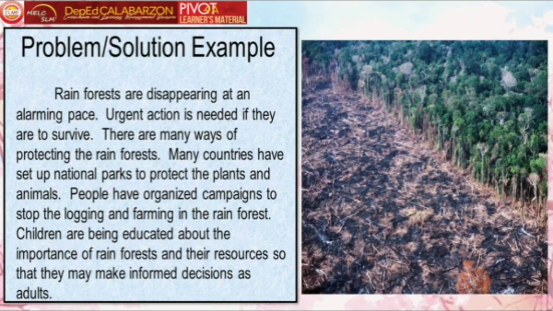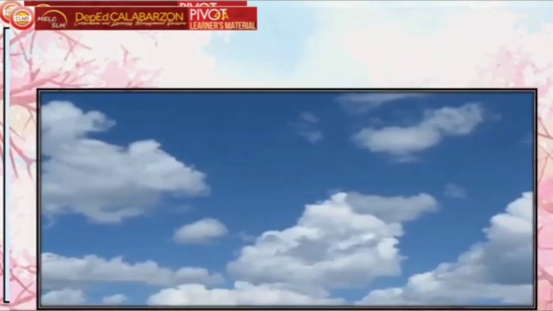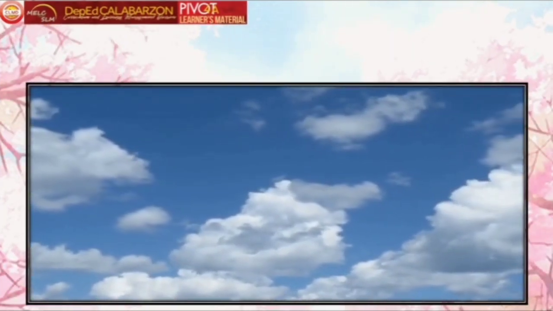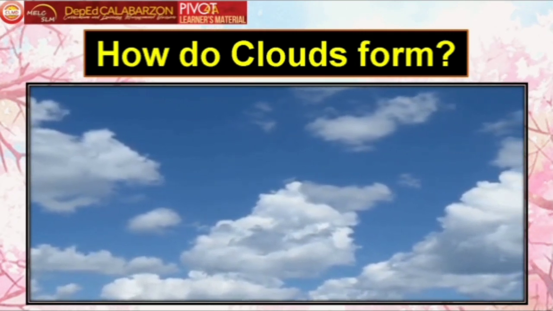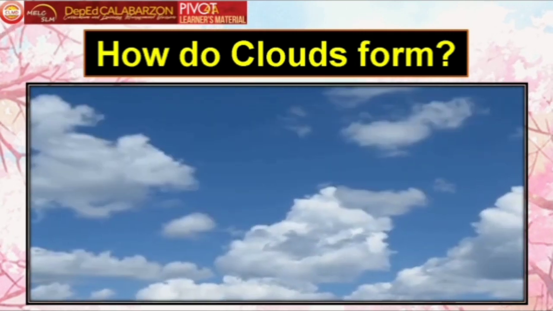The problem in the text we have read is the alarming disappearance of the rainforest. It is also stated there the solution on how to prevent it from happening. Now let's have another example of an expository text. How do clouds form? Do you know how clouds form?